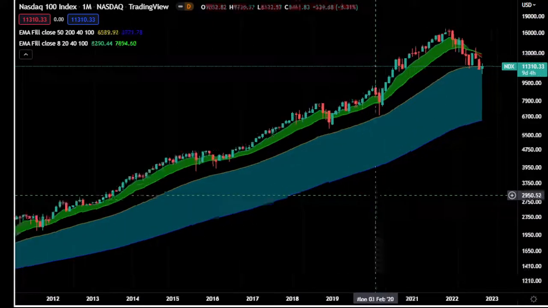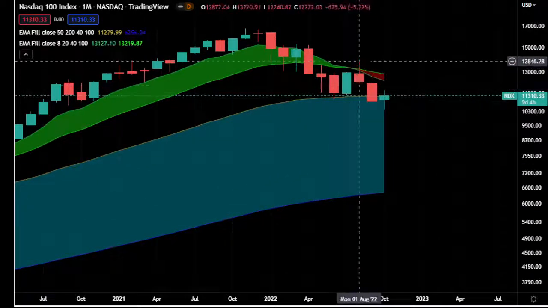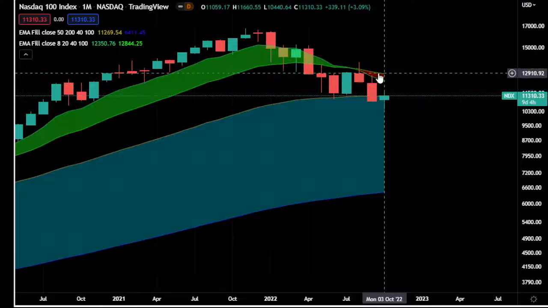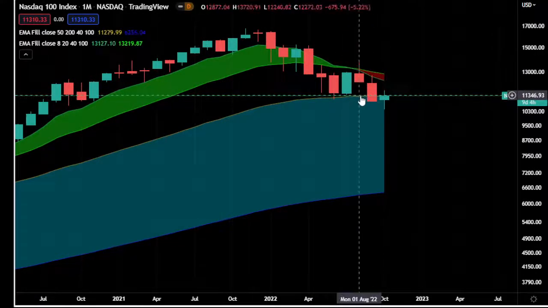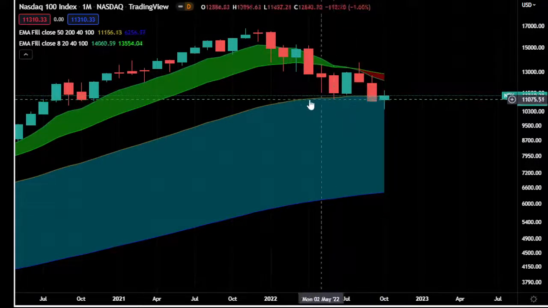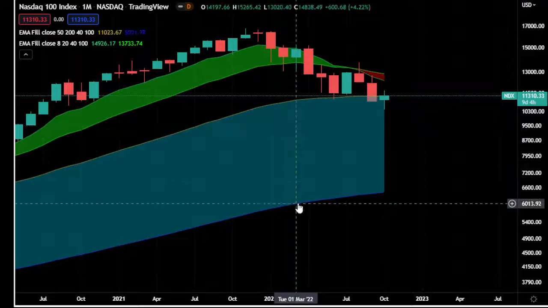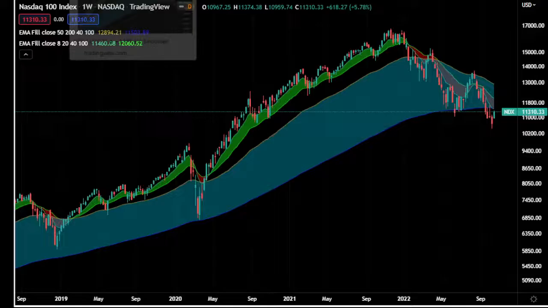So let's move forward into where we are today. Where we are today is prices of the Nasdaq are below the 8. They're below the 20. And they are sitting right on this 50-month moving average, which, when the 50-month moving average is above the 200, will be blue. So let's look into a weekly chart.